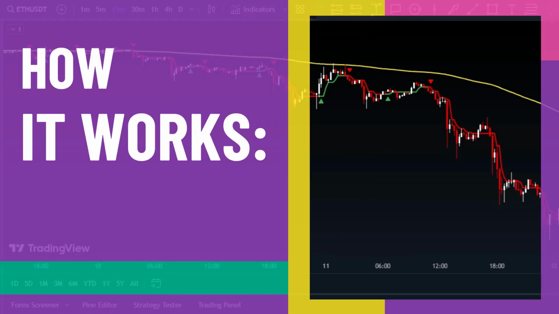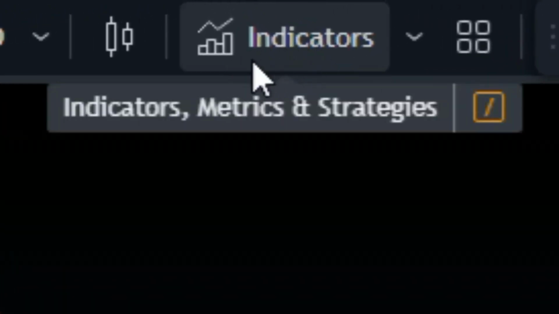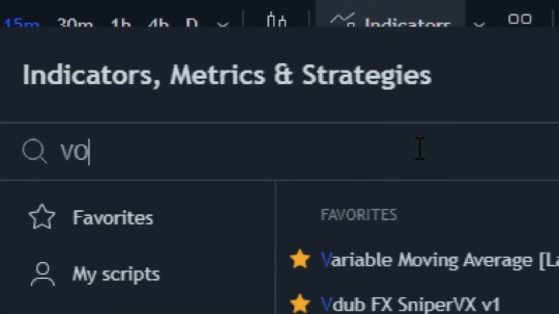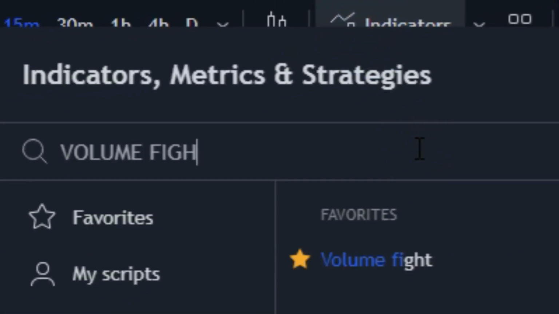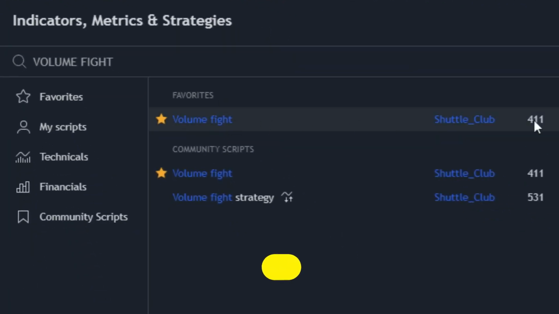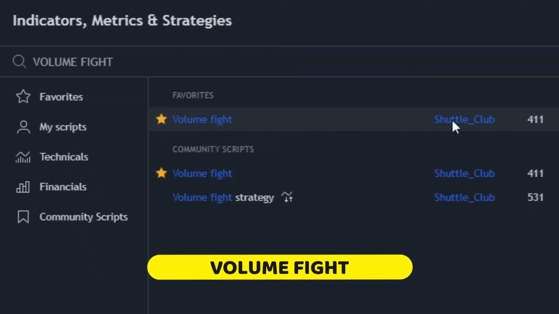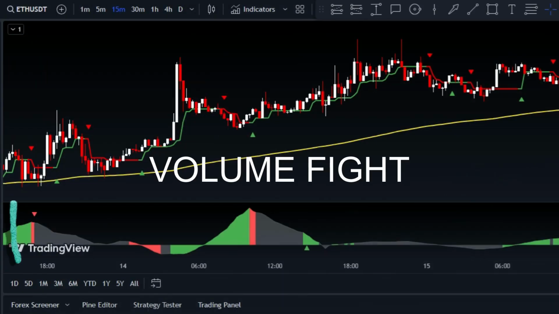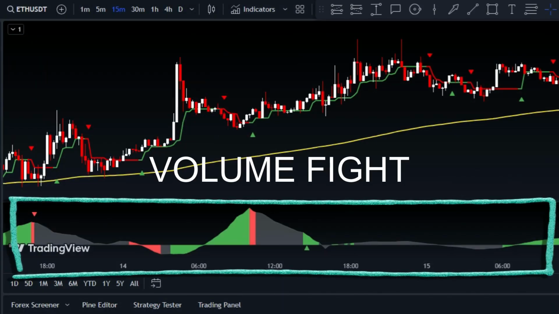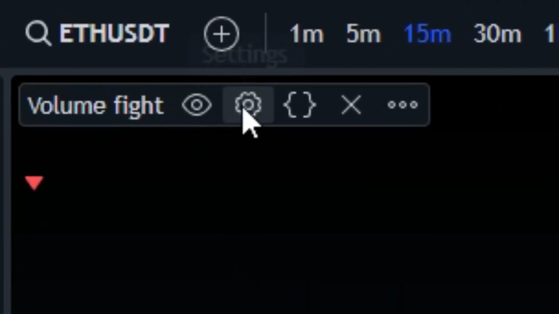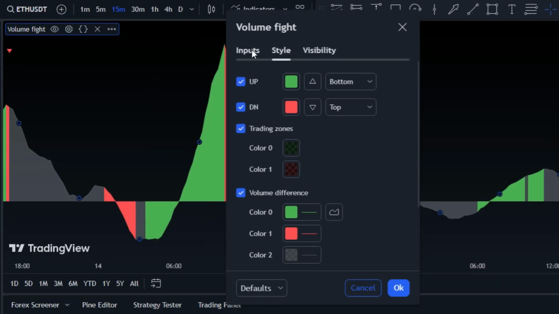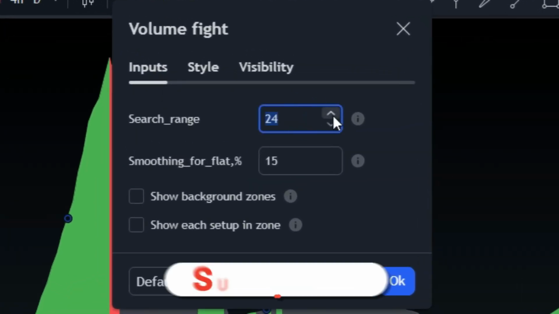Now let's take it up a notch and ensure your strategy shines even when the market is in sideways mode. Head back to the indicator section on the TradingView website and introduce the Volume Flight indicator to your toolkit. Remember, once it's part of your strategy, we'll fine-tune its settings to maximize its effectiveness.